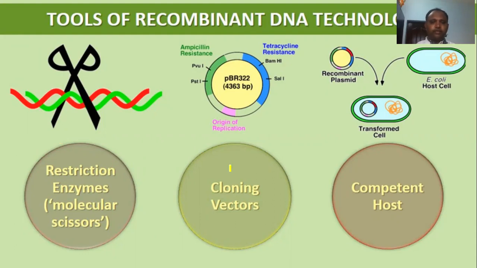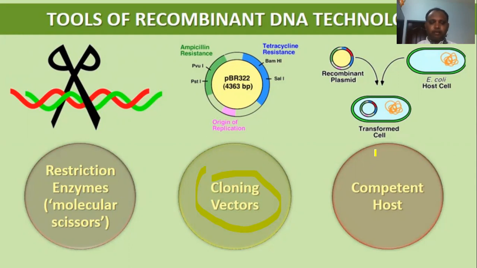The next one we need: because we want to isolate a gene from one organism and transfer it to a definite host, we need a carrier DNA molecule. The carrier DNA is called a cloning vector. So we need cloning vectors, and then the competent host. The host is where we are going to transfer our gene of interest; that organism is the host.